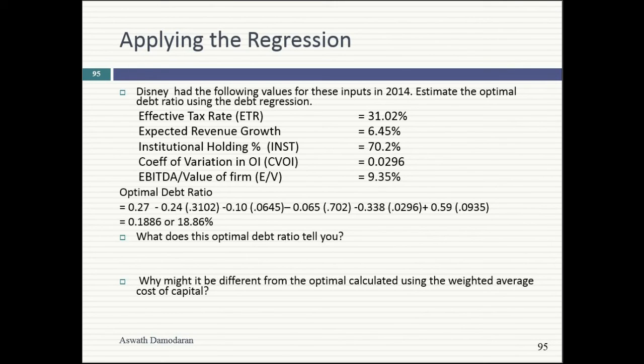So if you have companies across a market borrowing too much or too little, you're going to see this when you run this regression, because you're going to get numbers that are either much higher or much lower than what you're getting with the optimal debt ratio. It's actually a great way to see if an entire market has lost its mind in terms of borrowing too much or too little. Yes, Justin?